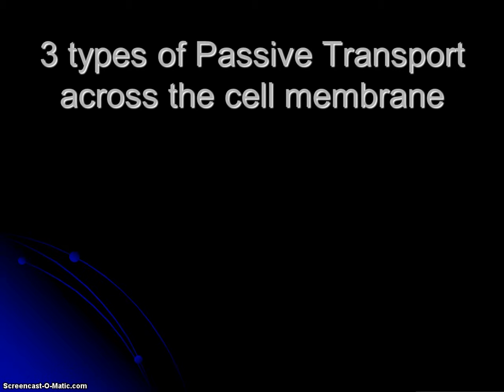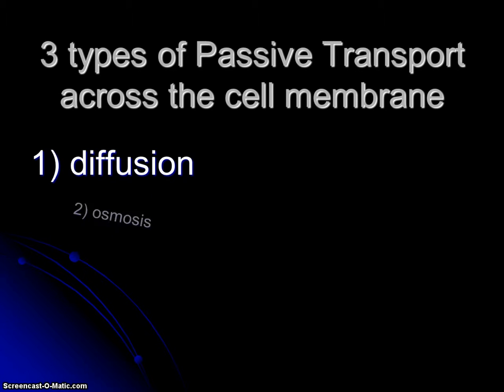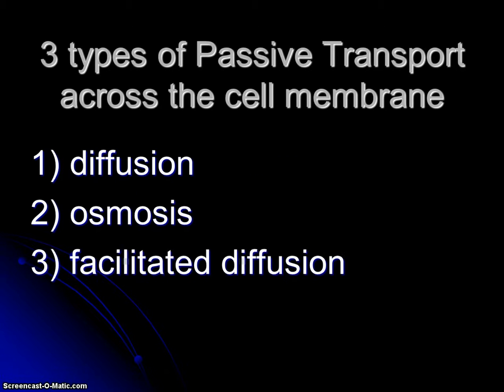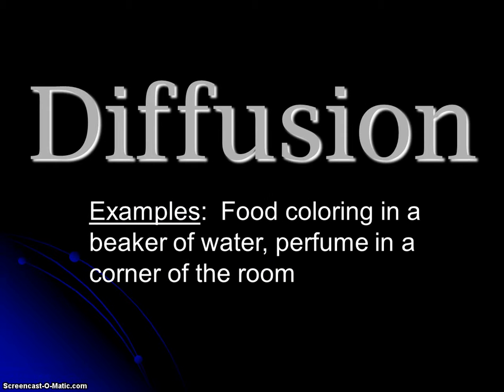All right, so those are the two types, passive transport and active transport. Let's focus back on passive transport now and look at some examples of passive transport. There's three main examples. You can have passive transport through the cell membrane through diffusion, through osmosis, and through facilitated diffusion. Diffusion, think about this for example.